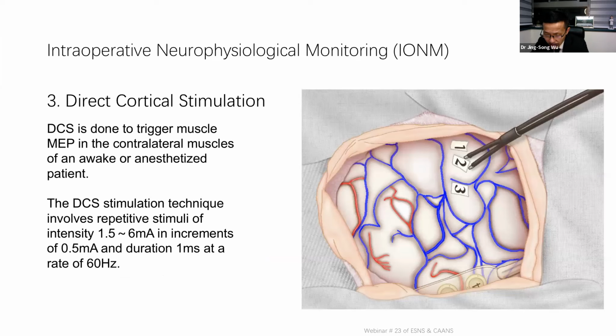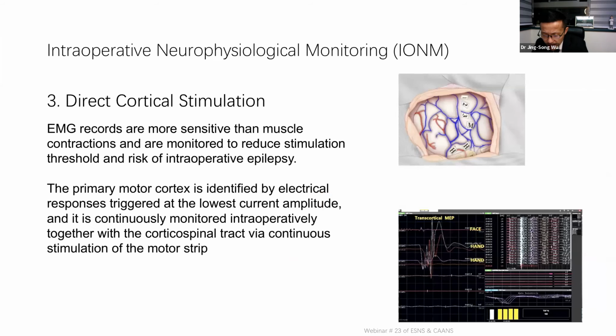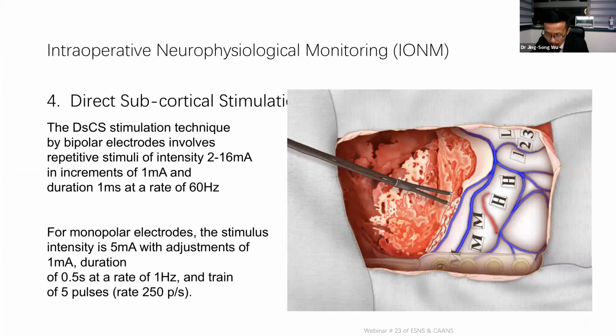Intraoperative direct electrical stimulation for both cortical and subcortical mapping is currently the gold standard technology for functional brain mapping. EMG records are more sensitive than muscle contraction and are monitored to reduce the stimulation threshold and the risk of intraoperative epilepsy. Bipolar electrodes can be used for cortical and subcortical motor mapping and also for subcortical language pathway mapping.